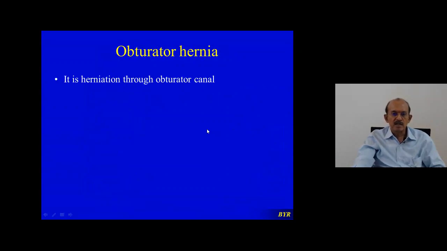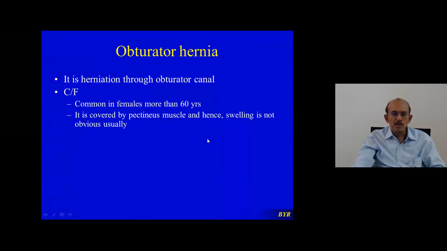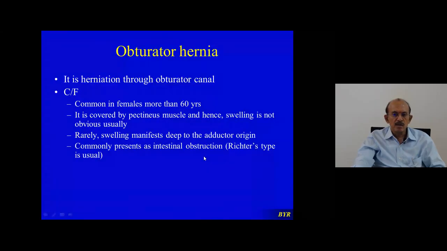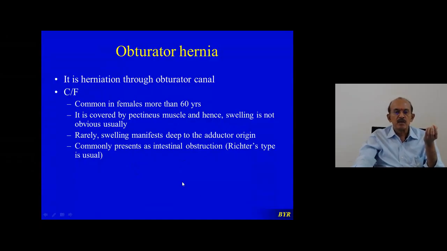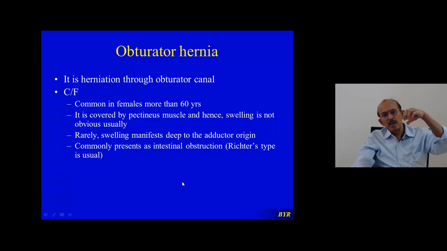So obturator hernia is herniation into the obturator canal, common in females more than 60 years. It is covered by pectineus muscle, and hence swelling is not obvious usually. Rarely, swelling manifests deep to the adductor origin. It commonly presents as intestinal obstruction because it is not seen outside as a hernial swelling. So when the hernia gets obstructed, only then the patient comes to you with clinical manifestation of intestinal obstruction. Even then, you cannot make out that it is an obturator hernia. You have to do laparotomy to relieve the obstruction. Then you will notice that the bowel is going into the obturator canal and obturator foramen.